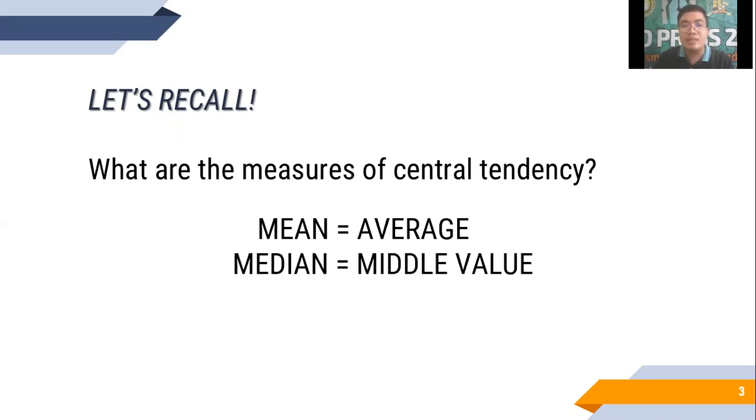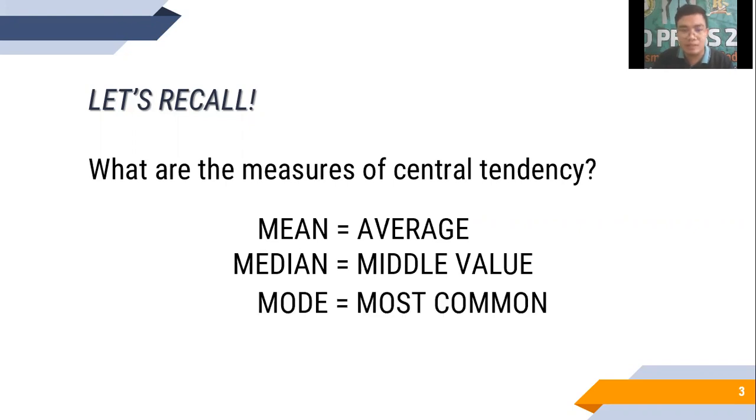When we say the median, that is of course the middle value. When your number of terms is odd, divide by 2, add 0.5, and you get the middle value. When your number of terms is even, you get the sum of the two middlemost values. And when we say mode, of course, that is the most common value. That is the term that appears most often in your data.